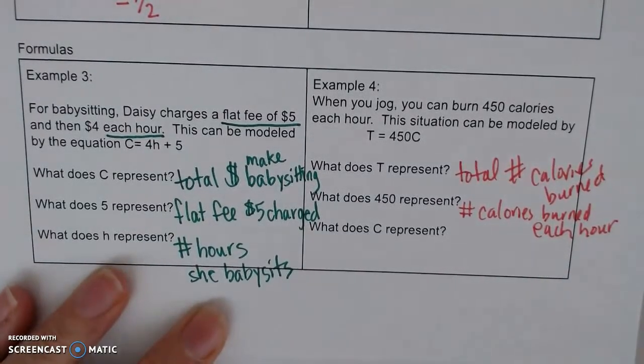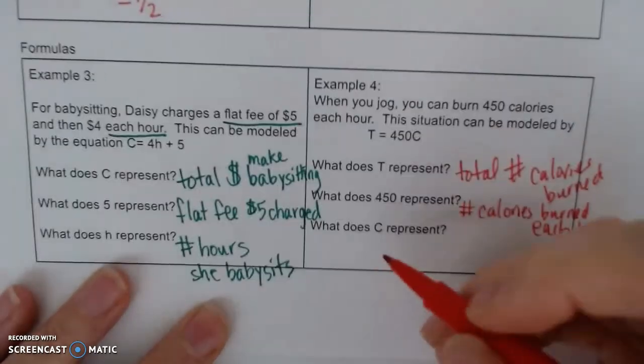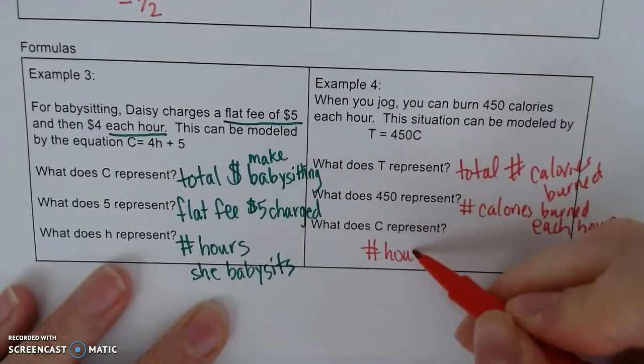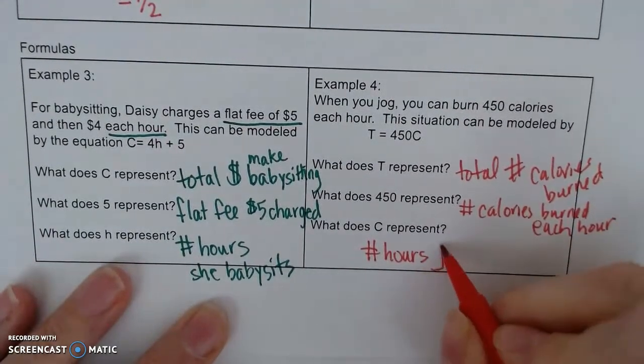And then what does the C represent? Well, C would be the number of hours that you jog.